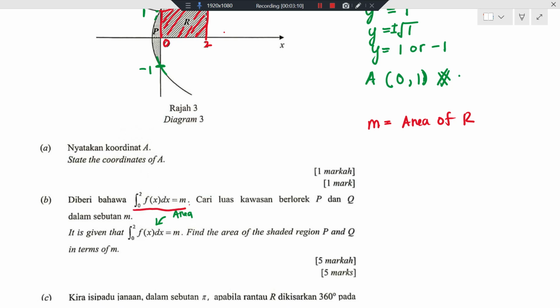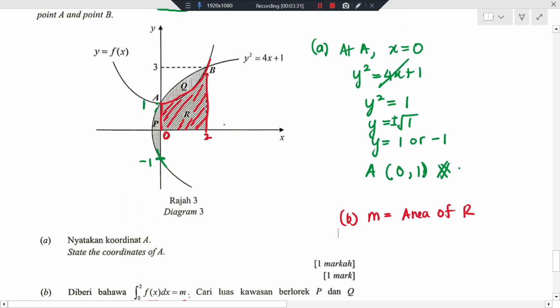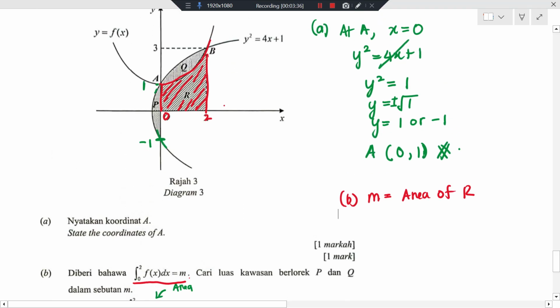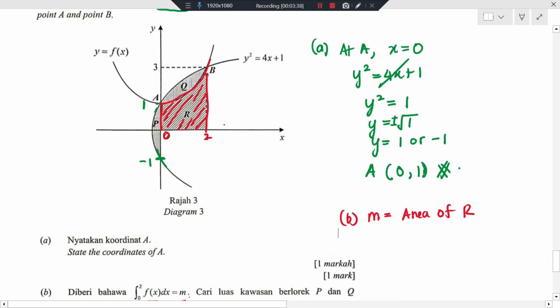Normal area, how do we find the area? We integrate in what axis and what equation we will put the limits, right? So this is actually area. Okay, so the area of R we know it is m. So we need to find the shaded regions P and Q in terms of R. Okay, so let us calculate for P first.